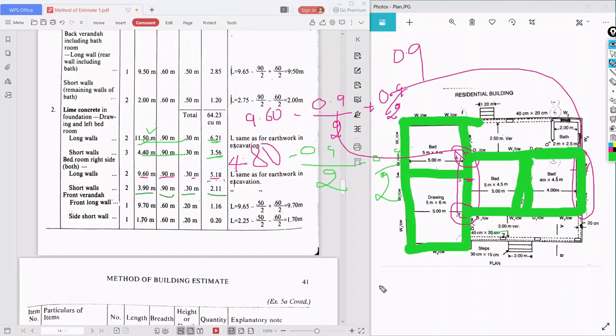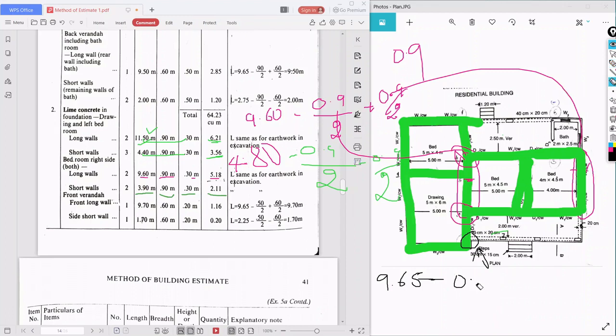So for the front long wall, what was the center to center line? That is 9.65. Here we can see the junction. Junction means this 20 centimeter wall is meeting the 30 centimeter wall. At 9.65 minus, here we need to do minus, same way as in the bedroom. Here we can't do minus 0.9 by 2, it is wrong.